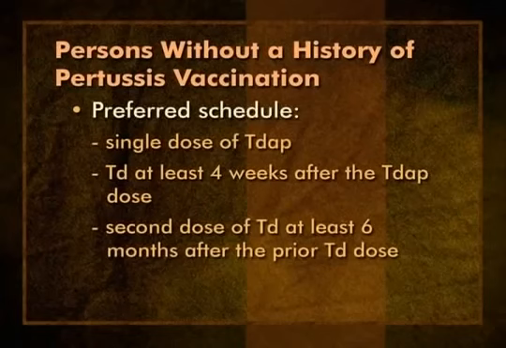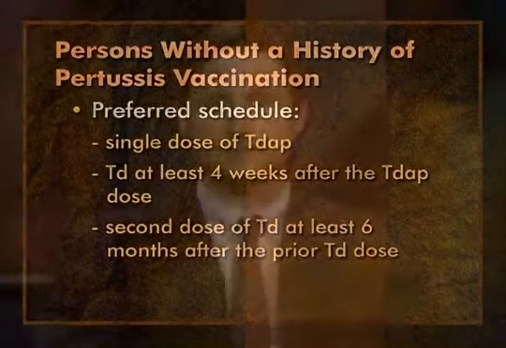Although this is the preferred schedule, Tdap may be substituted for any one of the 3 Td doses in the series. The use of Tdap in a person without a history of DTP or DTaP is an off-label recommendation, but it has been endorsed by the ACIP.